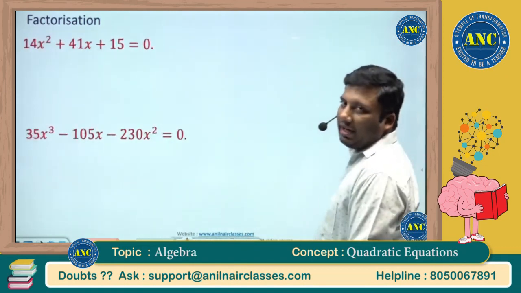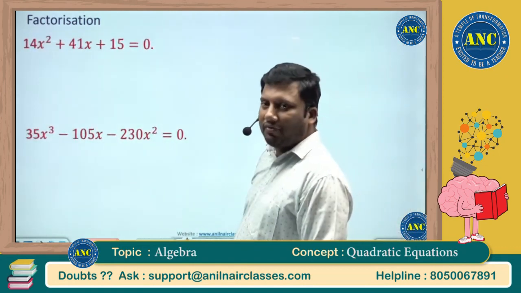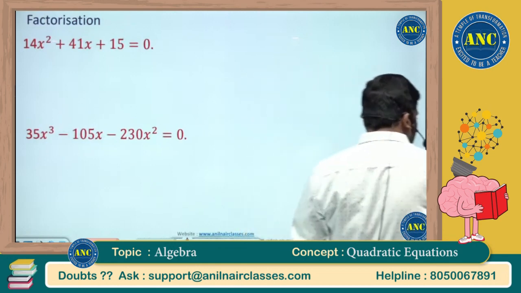Next one: 14x square plus 41x plus 15 equals 0. Try this question. You have 1 minute.